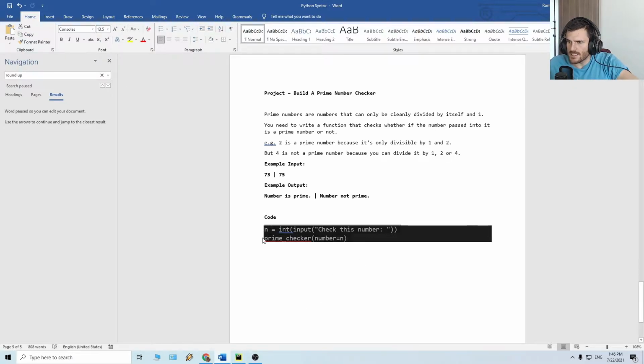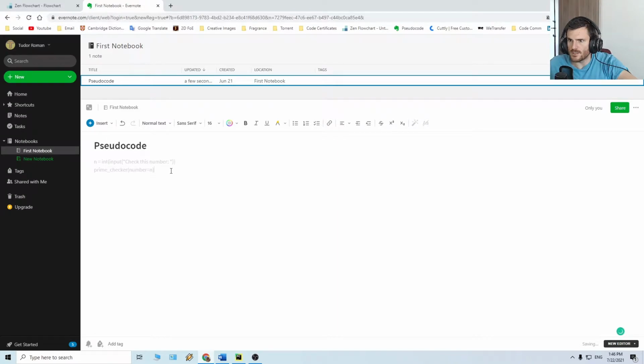Okay, we have this thing. Let's place it here in our pseudocode. Primes are divisible by itself and 1. The rest are not primes.